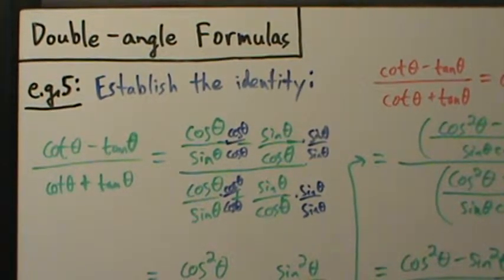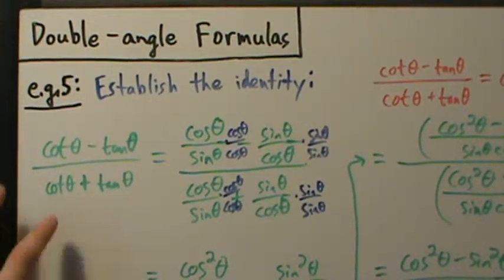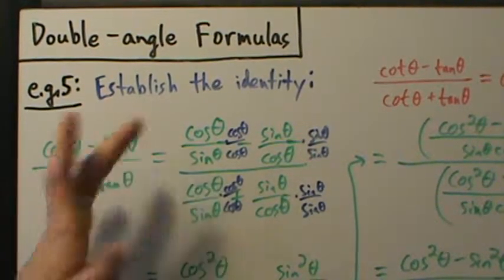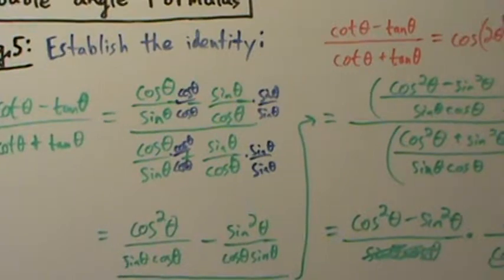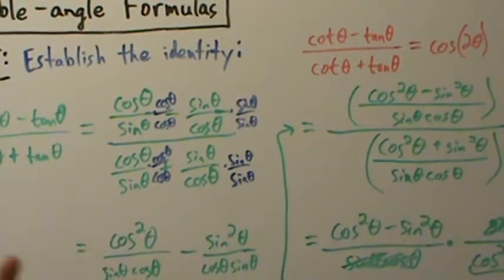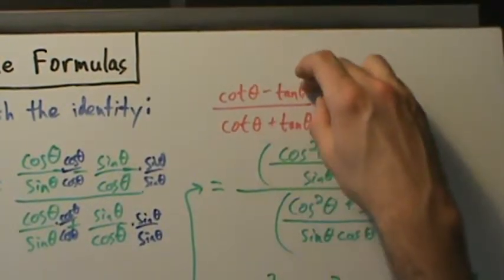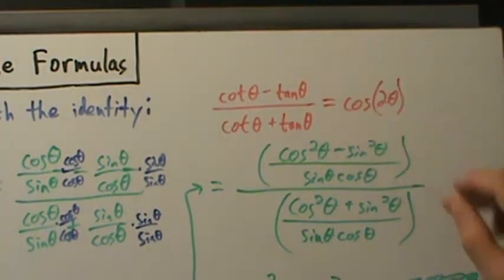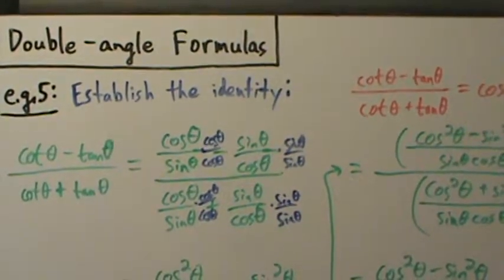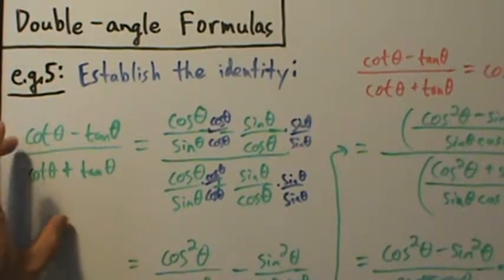So just to recap on a high level what we did. First, we converted everything to cosines and sines because it's one of the things to try. And in this particular problem, it makes sense to try that because we start with cotangents and tangents, but we want to end up with cosine. So at some point, we're going to have to convert to cosines and sines. So let's just start right away doing that.